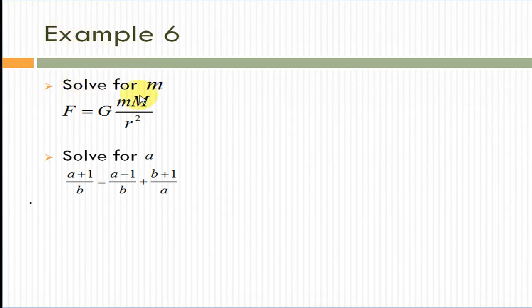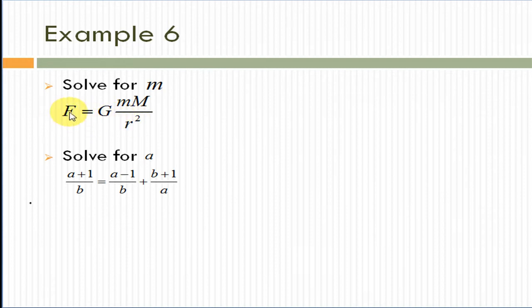Solve for little m. So we have the following equation and we want to solve it for little m. Solving for little m means we want to make little m stay by itself on one side of the equation. So in particular, for example, we don't want this r squared. So to get rid of this r squared, we multiply both sides by r squared. Okay, so let us do it step by step.